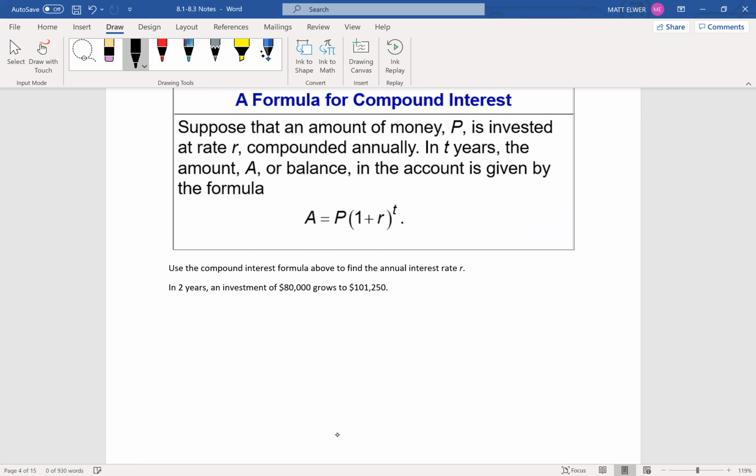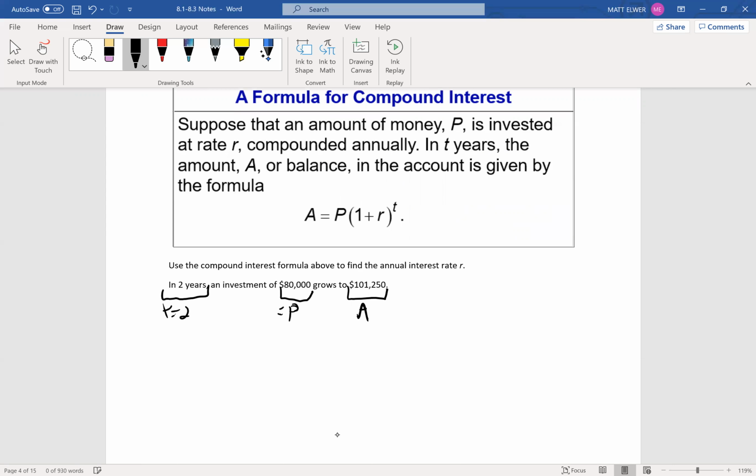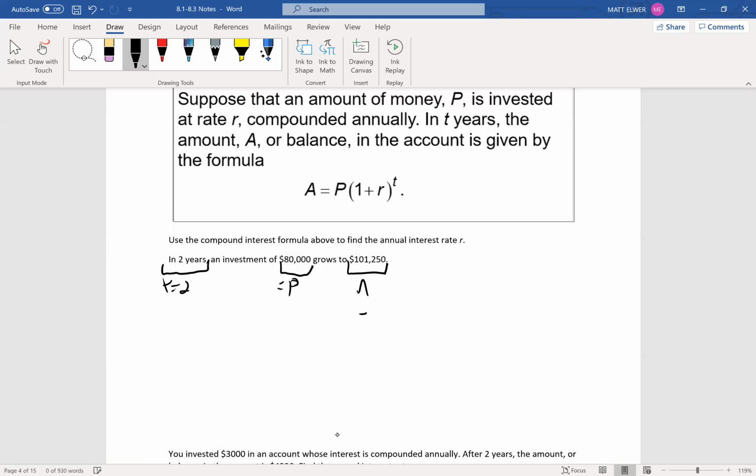Okay, so it says in 2 years, notice that that's what T is, right? So T is equal to 2, we have 2 years. An investment of $80,000, so that's our original amount, that's P, right? Grows to an amount of $101,250. So notice that's what it grows to after the 2 years. So that's how much we have after it grows. So what we can say here is that we know everything but R, so what we're trying to solve for is R, right?